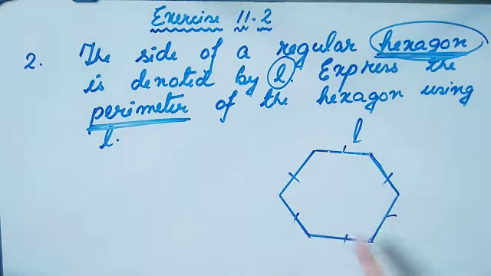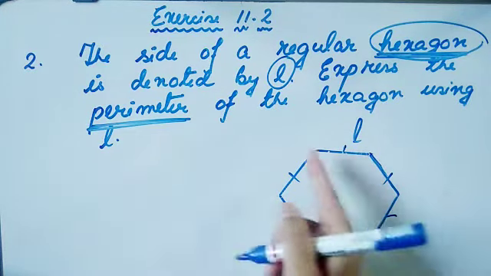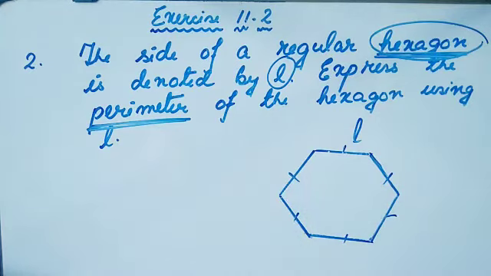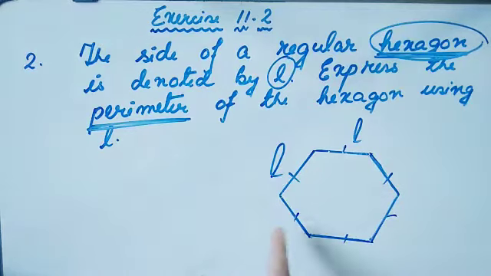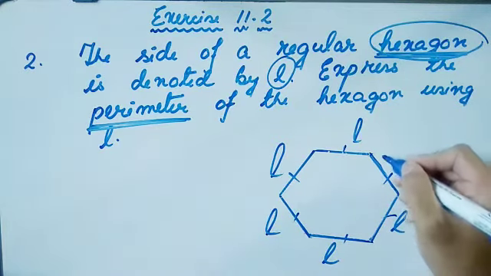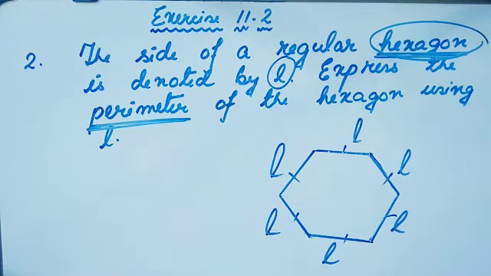So here we have a regular hexagon. It is a polygon which has 6 sides, and all the sides are equal in length. Understood? So the length of this side will also be L. The length of this side will also be L. This also will be L, and the length of this side will also be L. Right? Why? Because in a regular polygon, all the 6 sides are equal in length. So we have to find the perimeter.